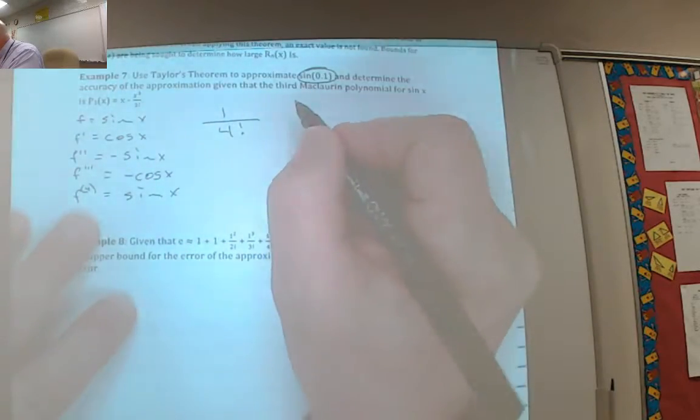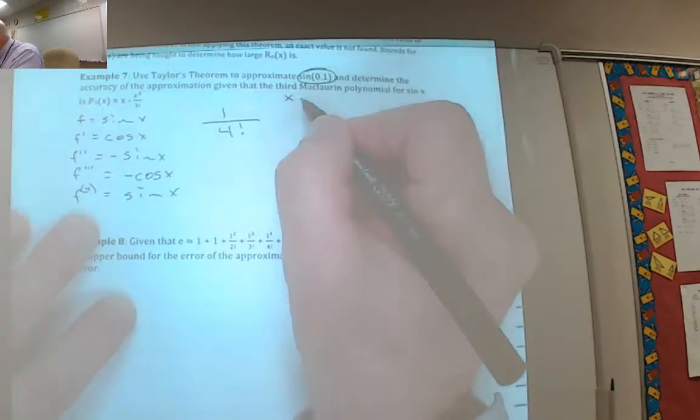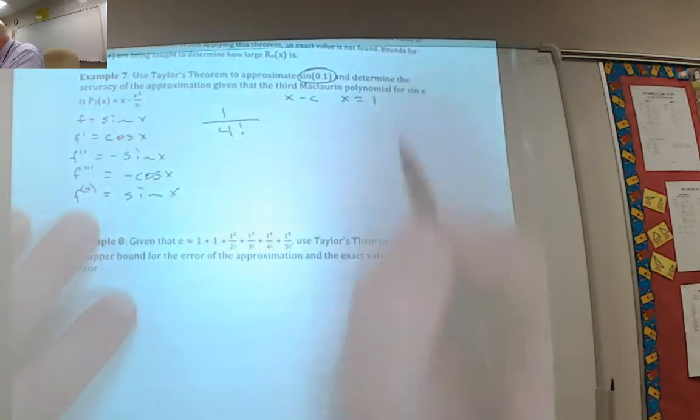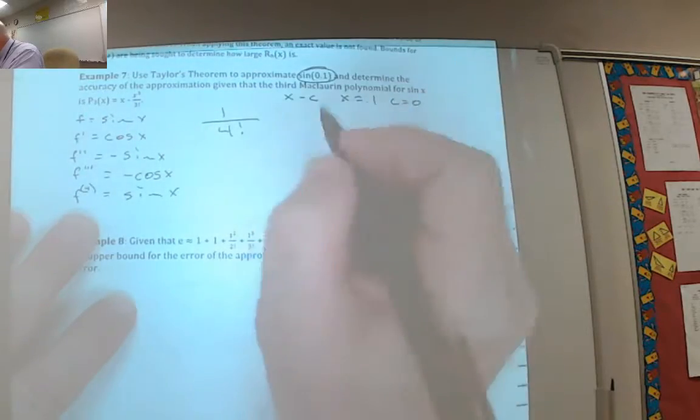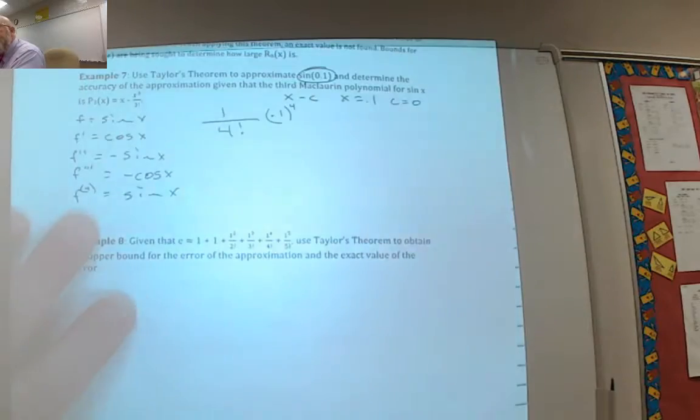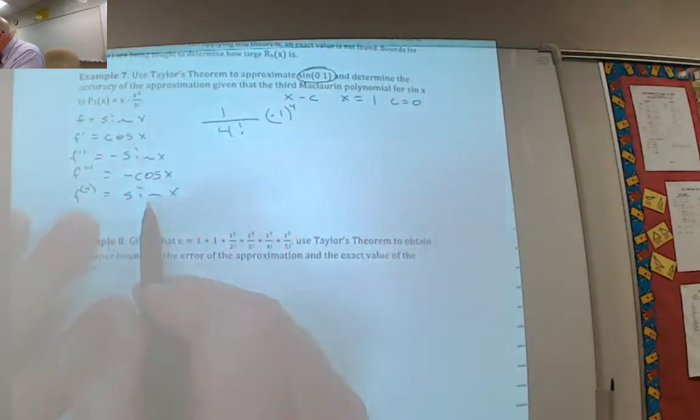And I'm going to have x minus c. So x is equal to 0.1 and c is equal to 0. So I have 0.1 raised to the 4th power. Why is c equal to 0? It means 0, yeah. Why?